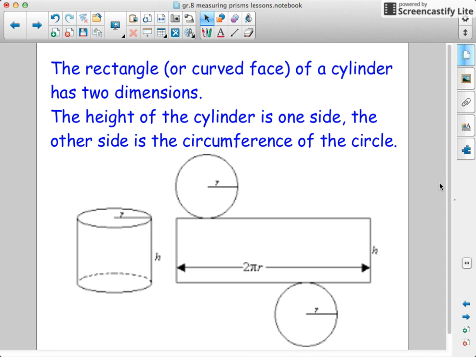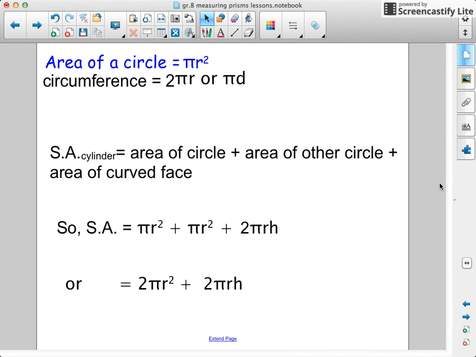Now the height of the cylinder is one side, but the other length of this rectangle is actually the circumference of the circle. That's why it's labeled 2 pi r, because that is the formula to find the circumference of a circle. We have to remember that the area of a circle is pi r squared, and the circumference is either 2 pi r or pi times the diameter.